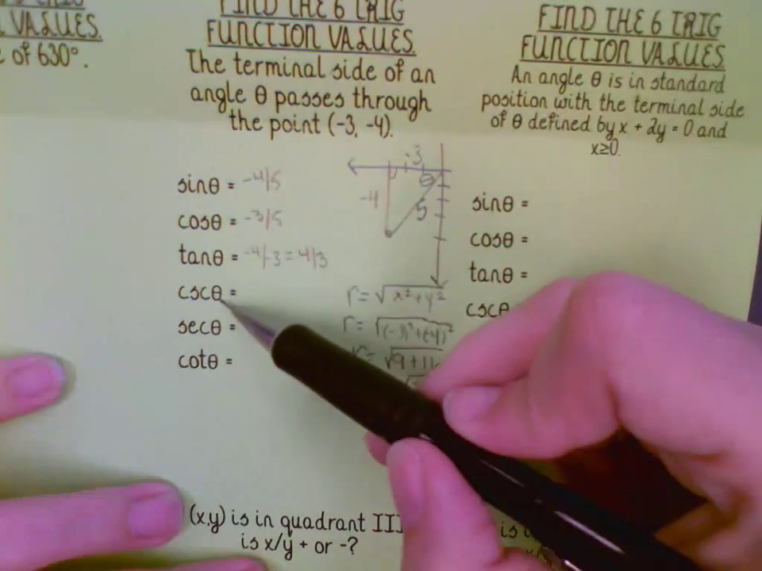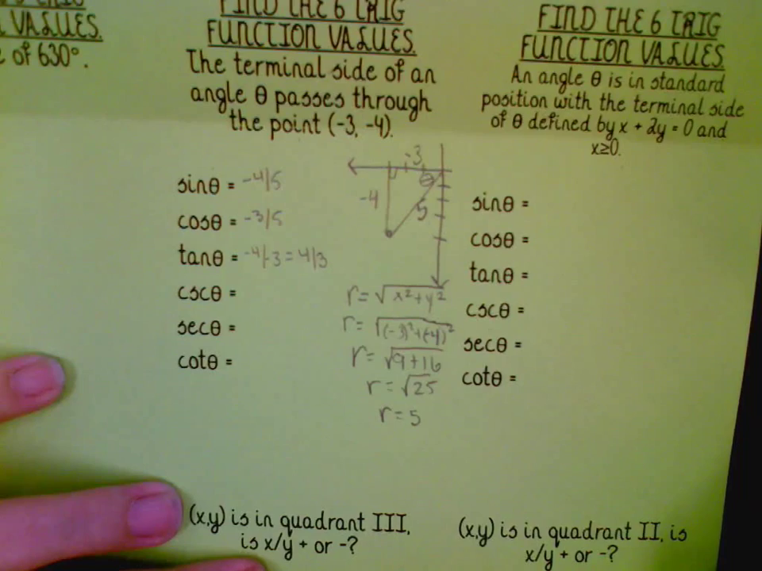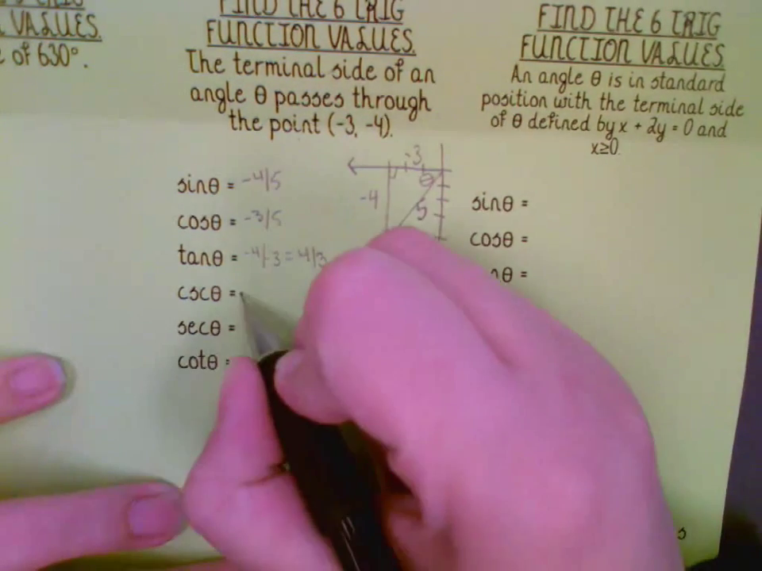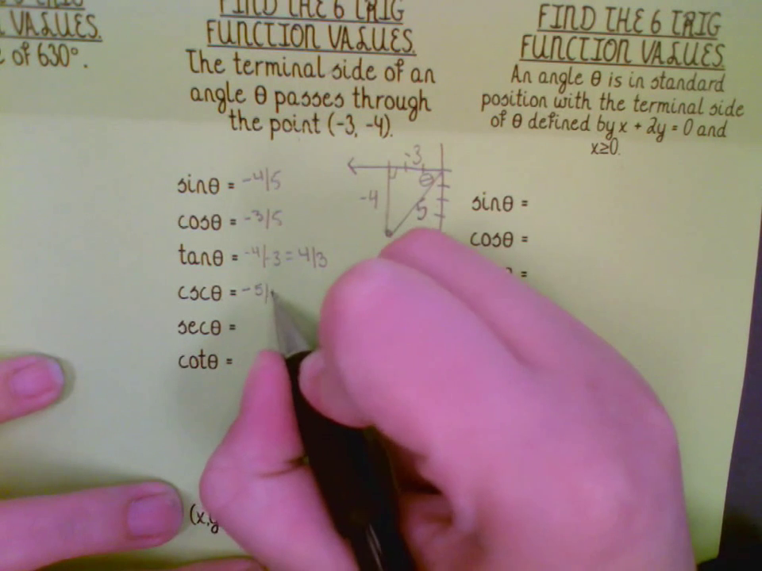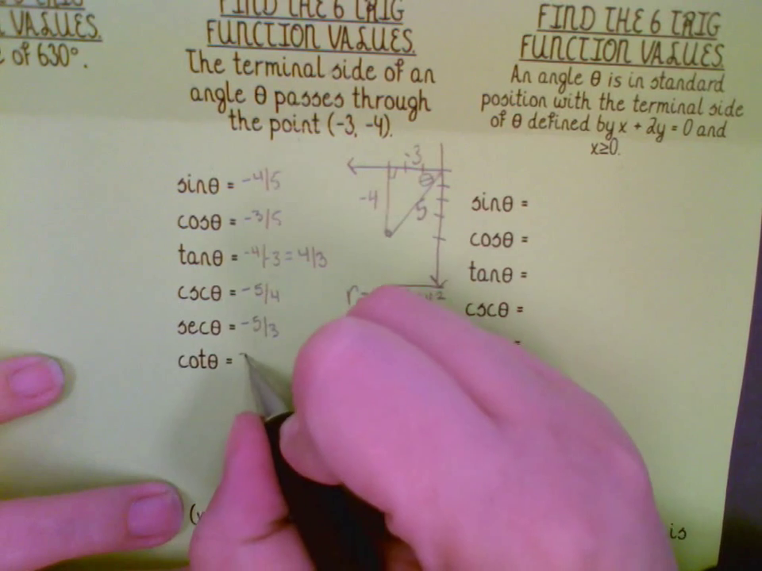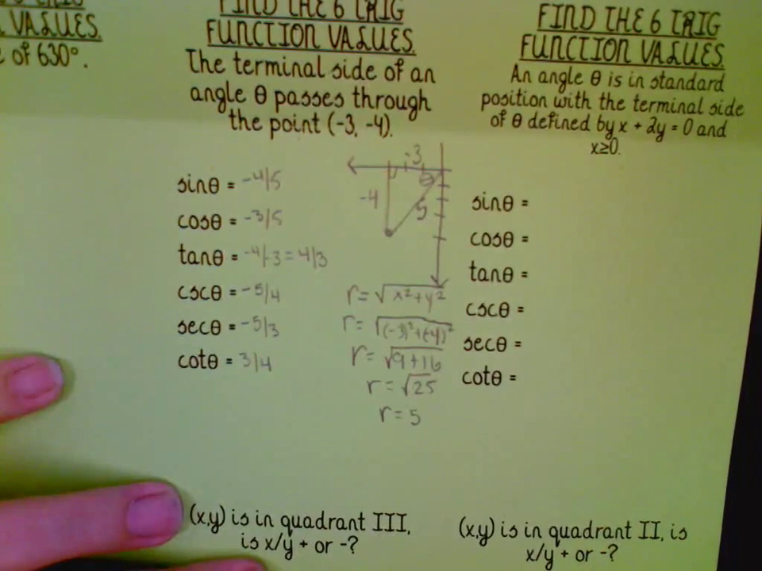So what would we do to find the other three functions? Very good. We just have to reciprocal these. Flip them over. So just remember that whenever we have a negative, we always just keep it in the top. And that would be it for those.